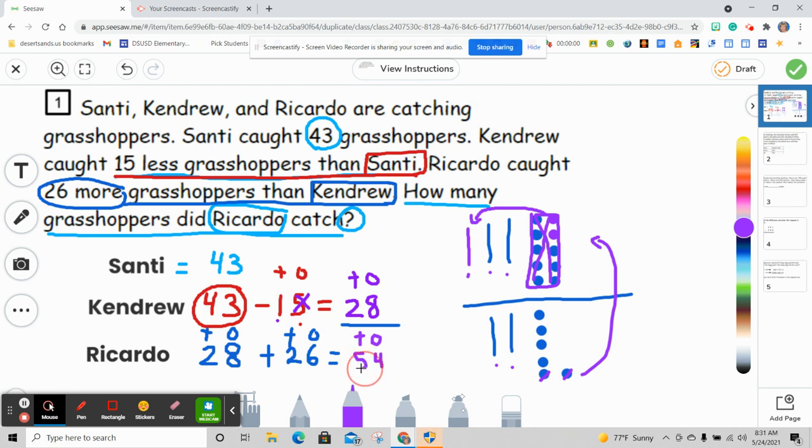5 tens. So my answer, because they're asking how many grasshoppers did Ricardo catch, so Ricardo caught 54 grasshoppers.